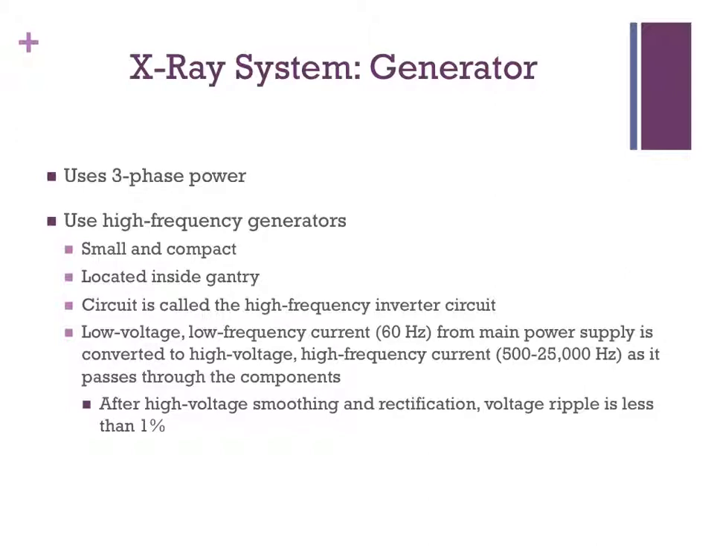And after the high voltage rectification and smoothing occurs, the voltage ripple from a high frequency generator is less than 1%, compared with 4% from a three-phase 12-pulse generator. The X-ray exposure technique obtained from these generators actually depends on the generator power output, and these power ratings vary from vendor to vendor.